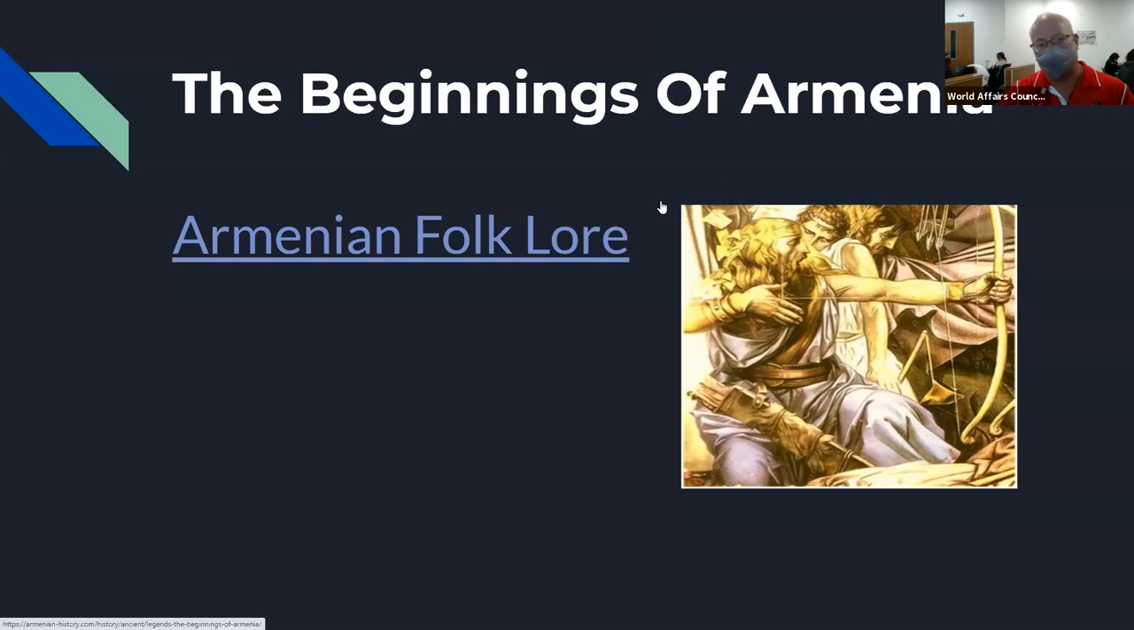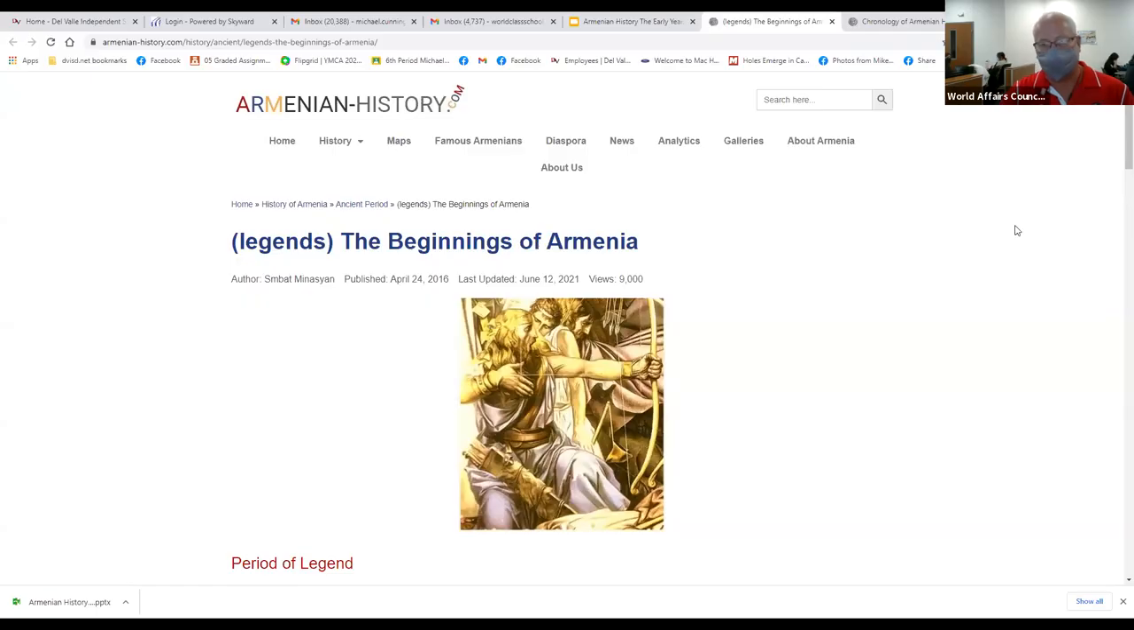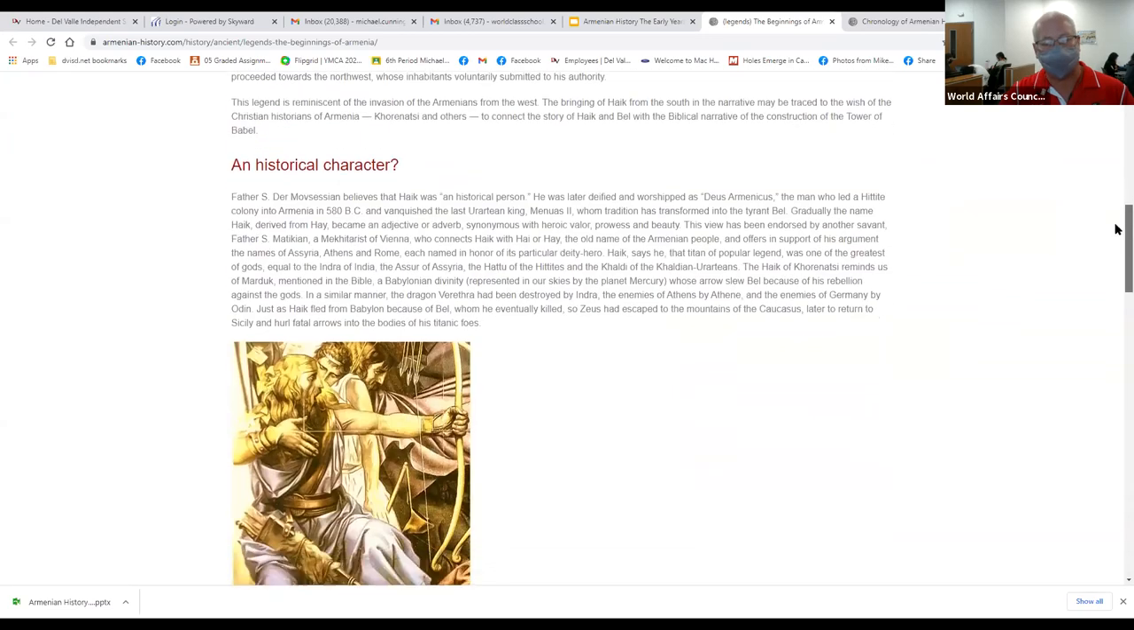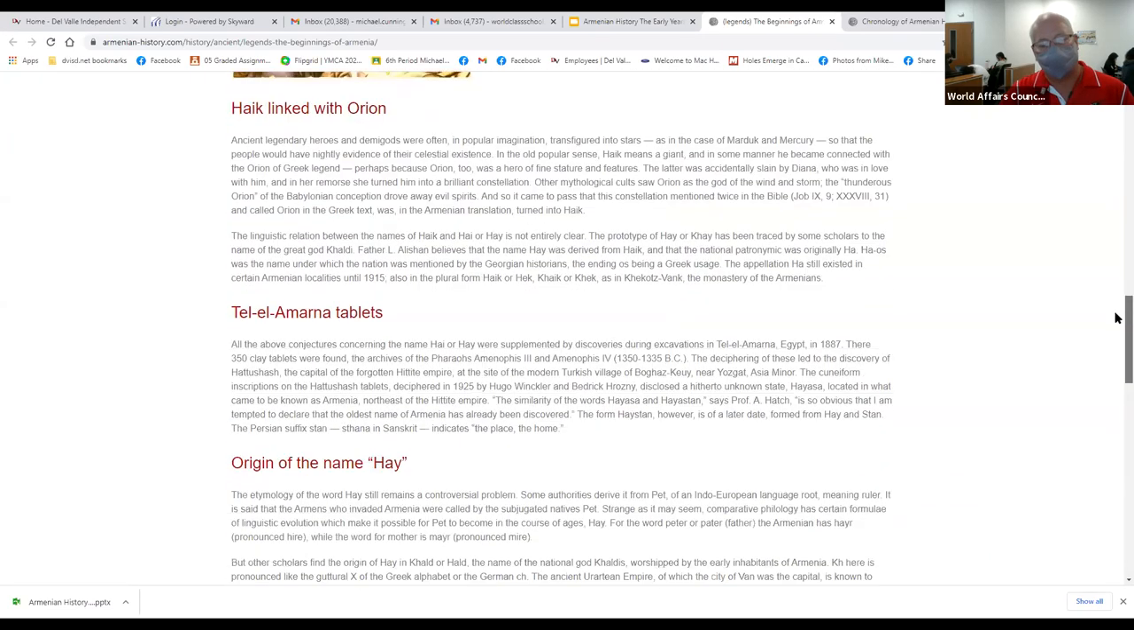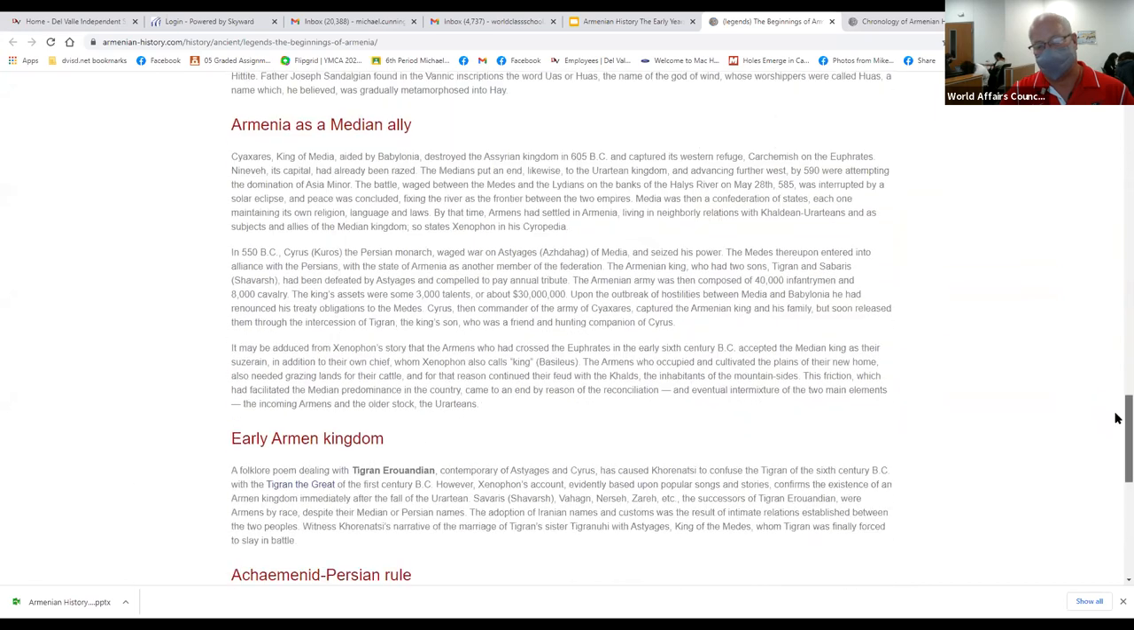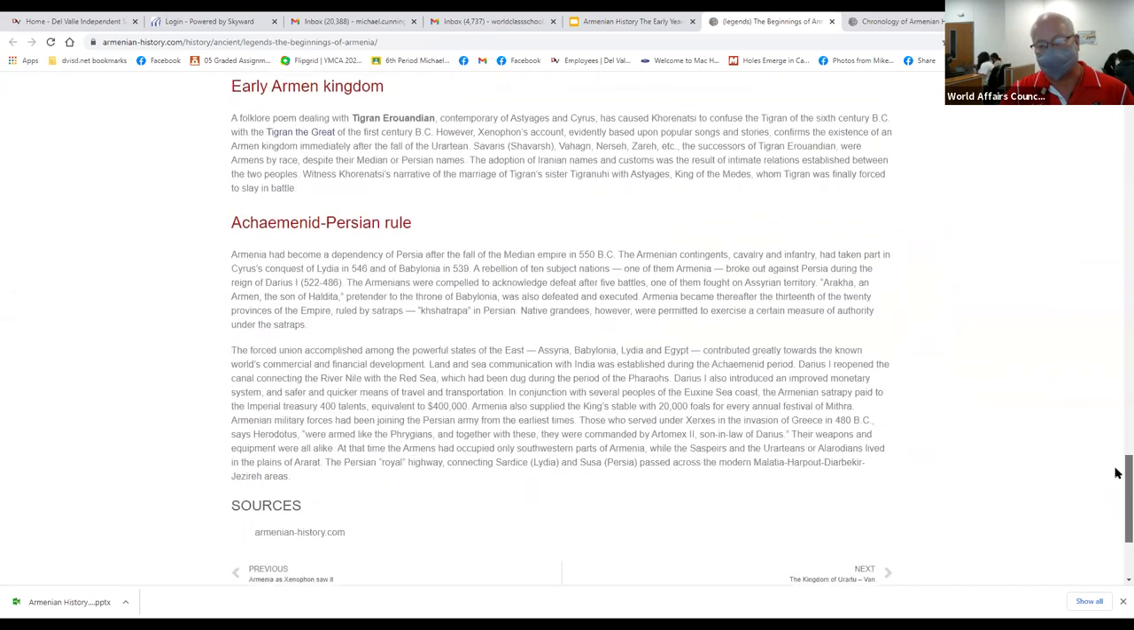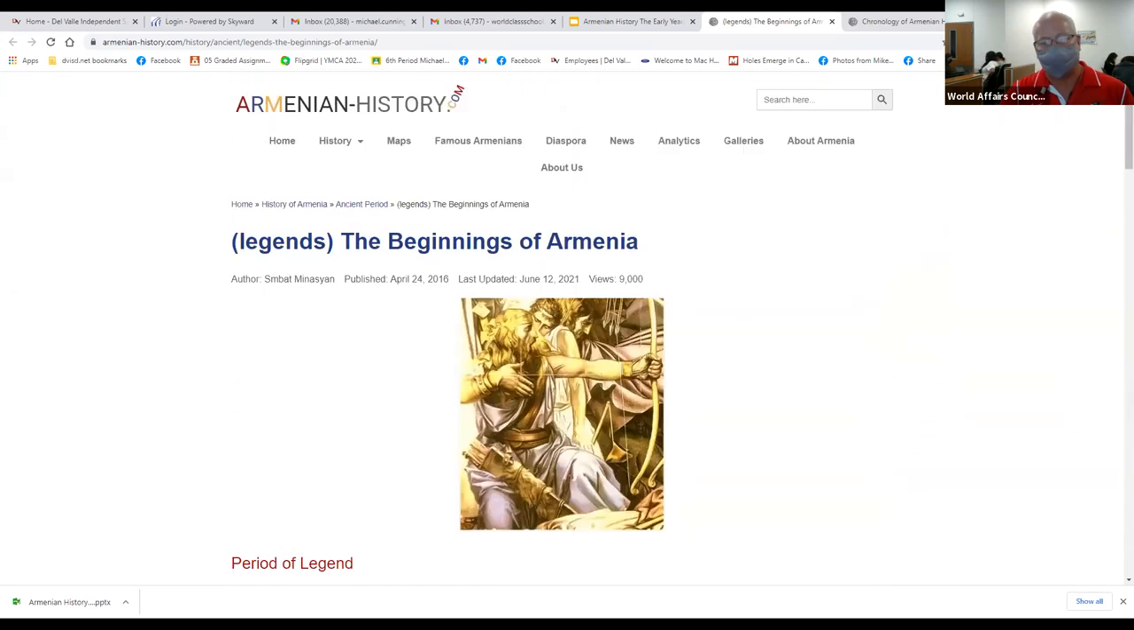So we go to this part, and you can see that the folklore is right there. Then you have the legends going down, and it talks all about the historical characters and how they're related and all this kind of stuff. It's not too much in the test, but it's really kind of neat to understand the beginnings of Armenian history.